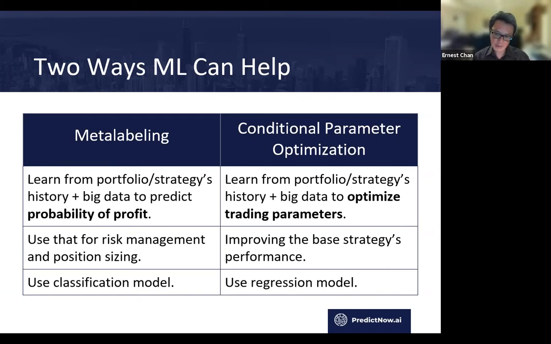And meta labeling typically uses classification models in machine learning, meaning they are identifying whether the position or the trade or the portfolio will be profitable or not. So profitable or not are two classes, right? And applying probability to those two classes. Whereas in CPO, in conditional parameter optimization, we need to use a regression model. We actually need to predict the expected return of a strategy in order to optimize. So that's a more technical difference between meta labeling and CPO.